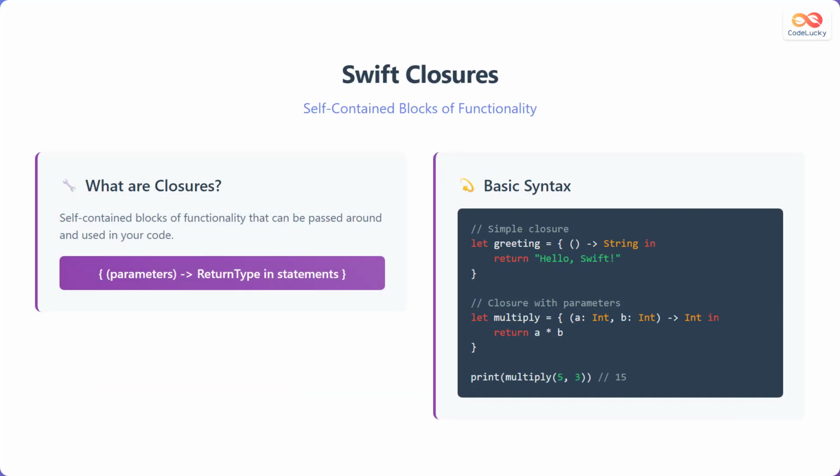Closures are self-contained blocks of functionality that can be passed around and used in your code. They're similar to functions, but can be written inline and can capture values from their surrounding context. The basic closure syntax includes parameters in parentheses, a return type, the in keyword, and the closure body containing statements. Closures are incredibly powerful for functional programming patterns, event handling, and asynchronous operations. They're used extensively in iOS development for completion handlers, animations, and collection operations like map, filter, and reduce. Understanding closures is crucial for writing modern, expressive Swift code.